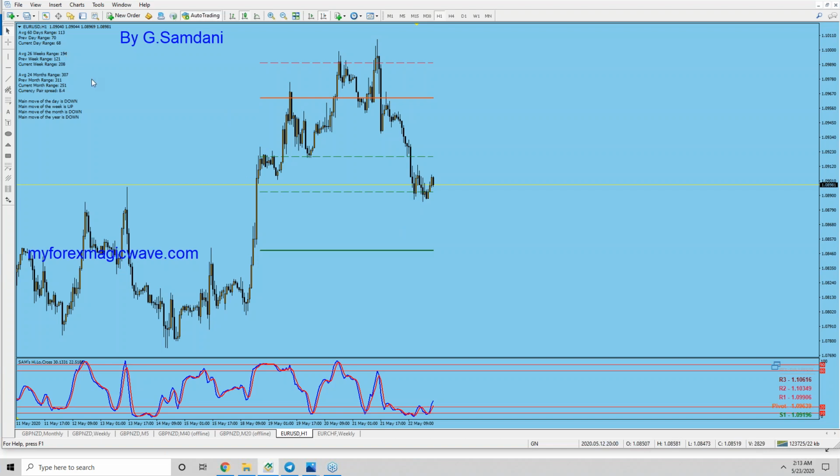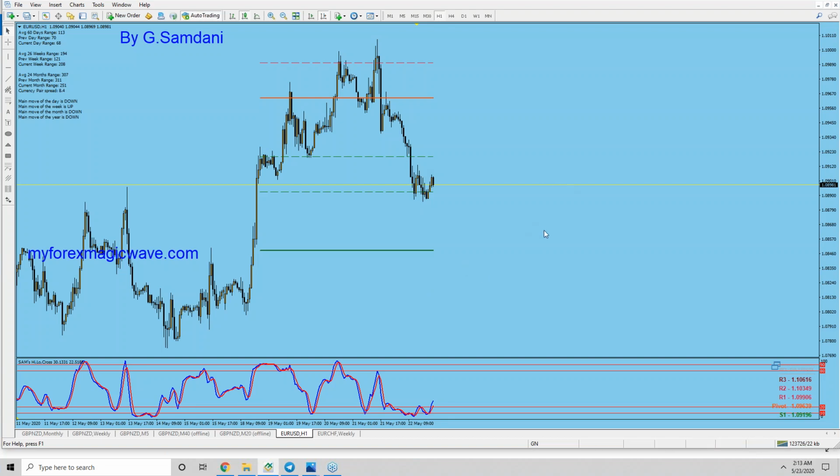Similarly, if you look at the other pairs, for example, pound Aussie, we're going to take a look at that later on. So that also moves like 270, 280 pip in a single day. The daily range is that much. So this is why it is very important to choose the right pair to trade, and then learn that pair.